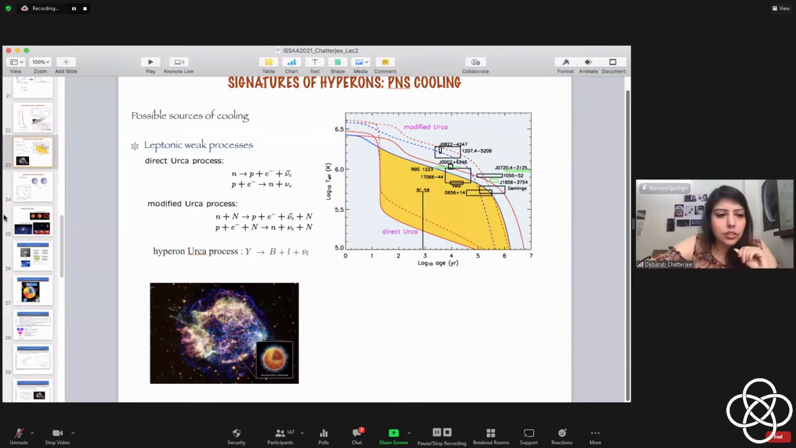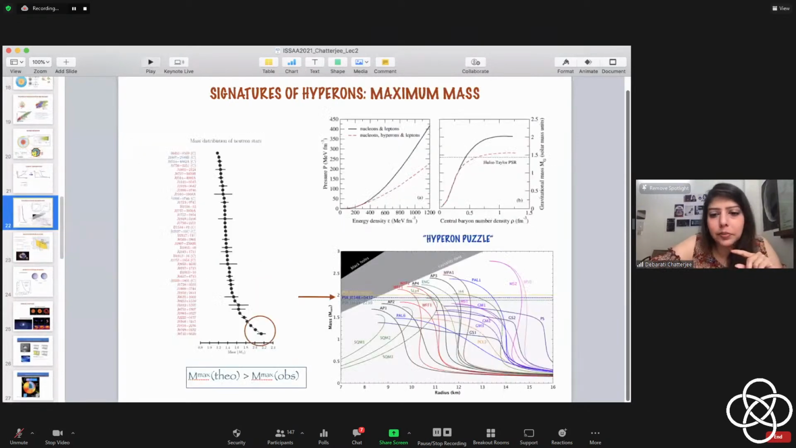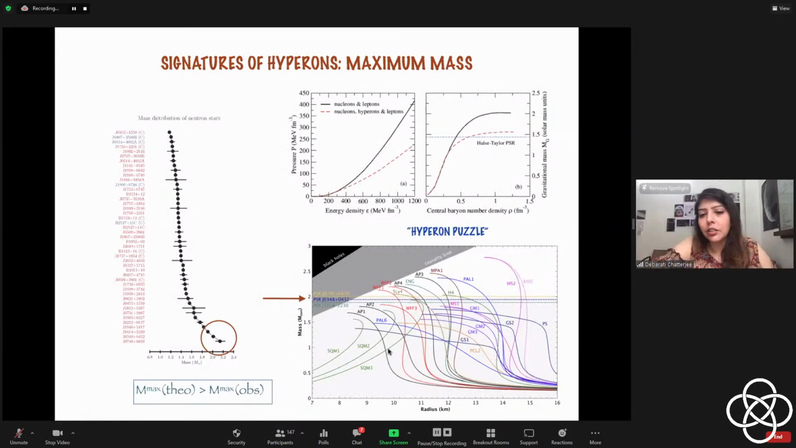When I showed the mass radius curve, remember I said there are these strange stars. Strange stars are stars which are composed entirely of strange matter. So there is no neutron or proton in there. It's completely strange quark matter, just a quark star. So these are also possible, but they are also counted inside the generic family of neutron stars.